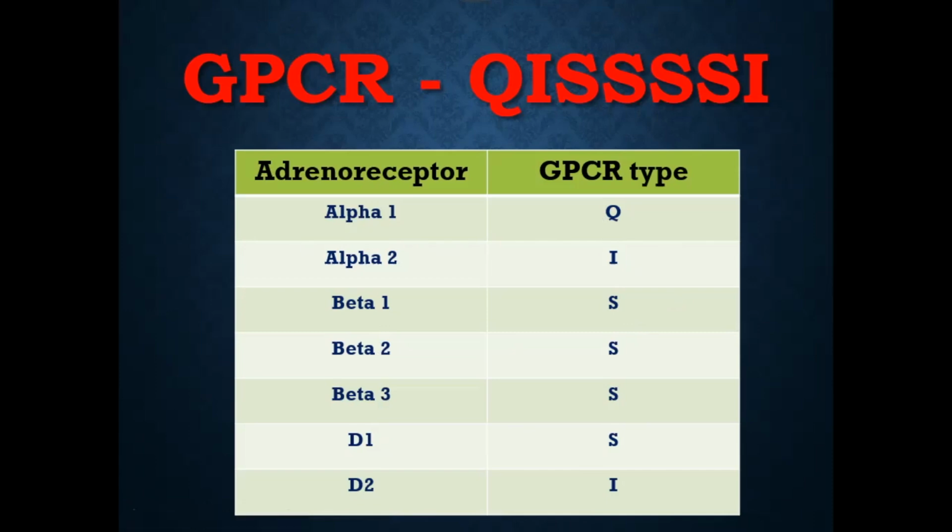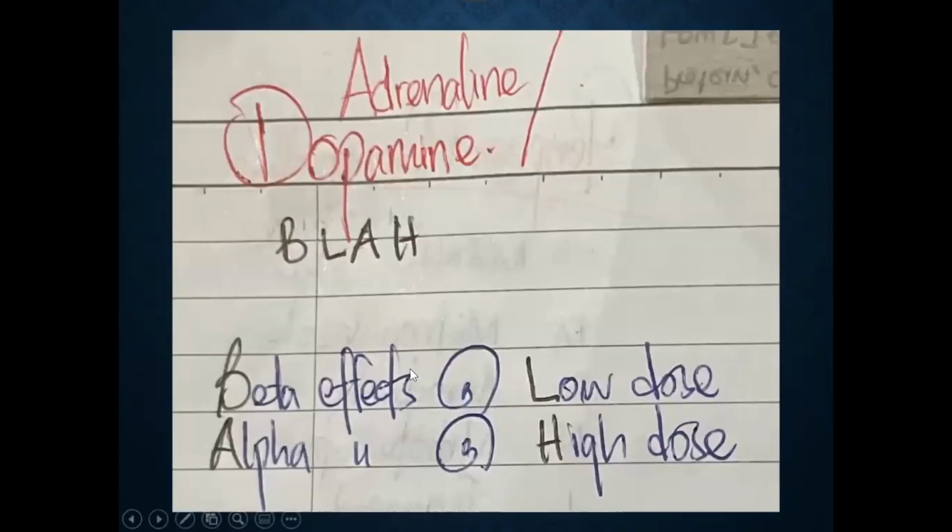In MCQ, if they ask whether the dopamine D1 receptor works via Gs, G protein coupled receptor, false. You must do your mnemonic and remember it. This is the simplified form. So that's all about inotropes. Another thing, dopamine and adrenaline have both beta and alpha effects, right?